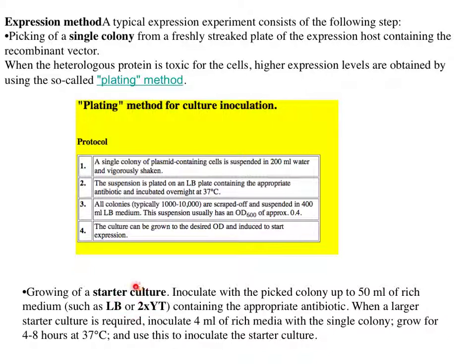And in the case where you just pick a colony and make a starter culture and then start another larger volume, you want to grow them for 4 to 8 hours at 37 degrees.